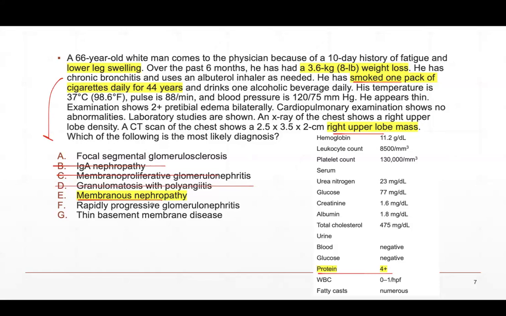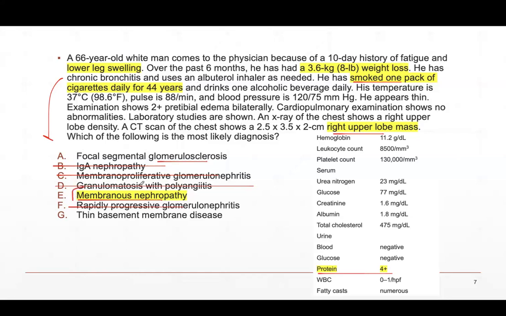RPGN, or rapidly progressive glomerulonephritis, would also give you a slightly different picture. The creatinine would be really high, and usually it's post-streptococcal glomerulonephritis, but it's not the case here. Thin membrane disease, they don't have respiratory symptoms, and it's pretty rare. And so your choices now are focal segmental glomerulosclerosis and membranous nephropathy. Focal segmental glomerulosclerosis has its own risk factors, like for example, HIV, and that's not present in this patient.